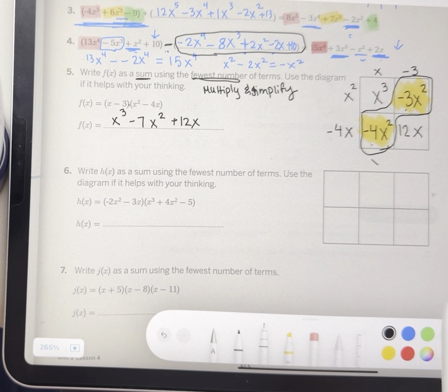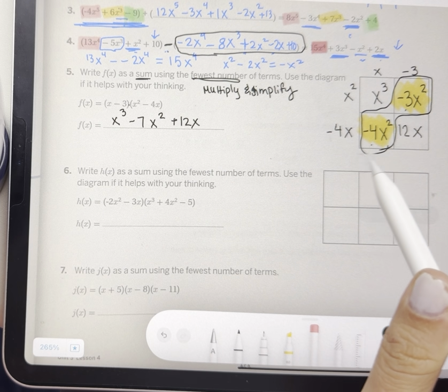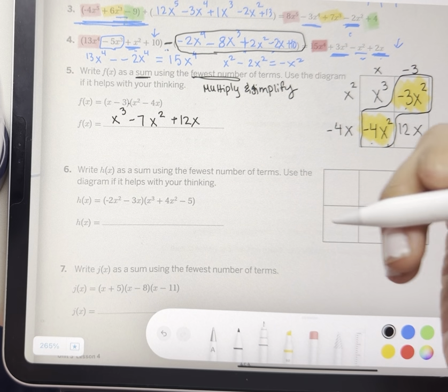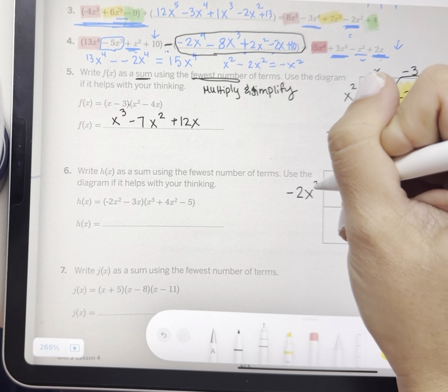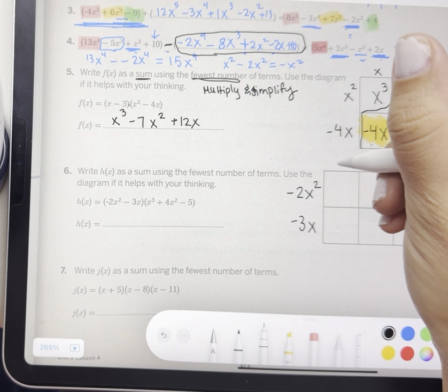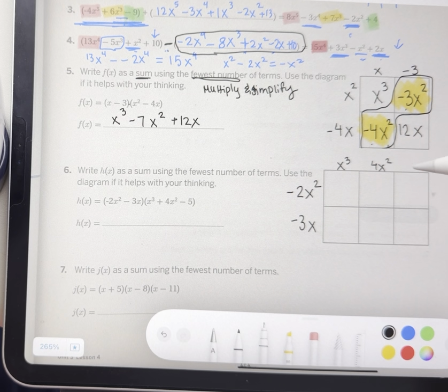Okay, so let's look here. Next one. They want me to multiply and simplify again. So let's use the box. The one with 2 terms has to go along the dimension with 2. So this time I have to go 2x squared minus 3x. And up top, I got to go x cubed plus 4x squared minus 5.